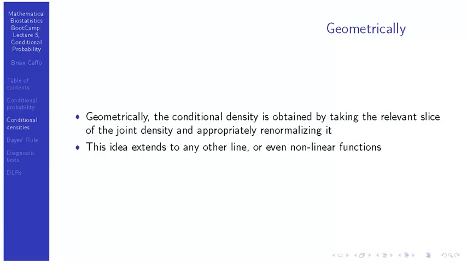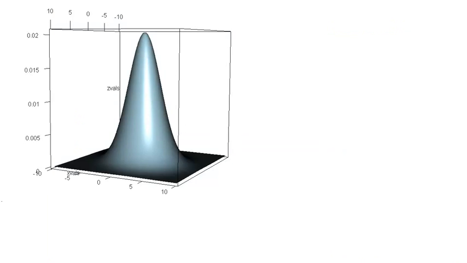So conditional densities actually have a very nice geometric interpretation. If you have a joint density, f of x comma y, that's a surface. f yields the z value, and xy is the plane. So f of x comma y is a joint density, is a surface, and the volume under the surface has to be 1 for it to be a joint density.